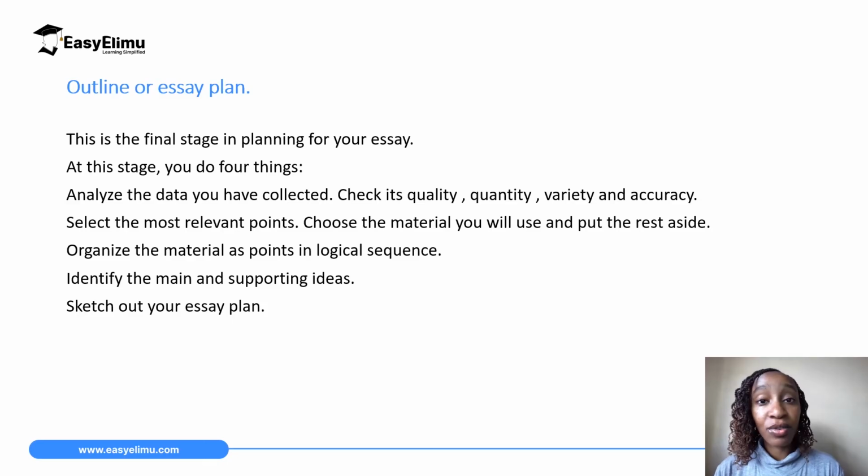So in that data that you've collected, check the points that are most relevant to your topic. Remember, the topic here that we are using is the importance of mobile phones. So your most relevant points there should be centered around why mobile phones are important. If maybe someone gave you an experience of how their phone was stolen, that may not be very relevant to this topic. So you select the most relevant points and then choose the points that you're going to go with and the ones that you're going to use, and then put the others aside.